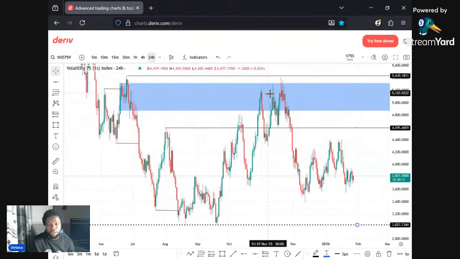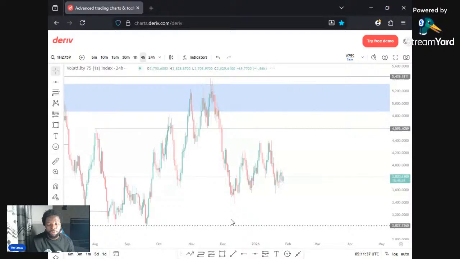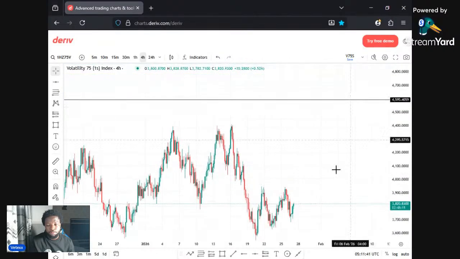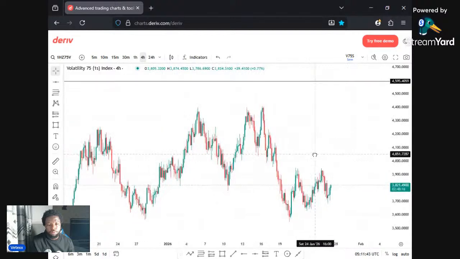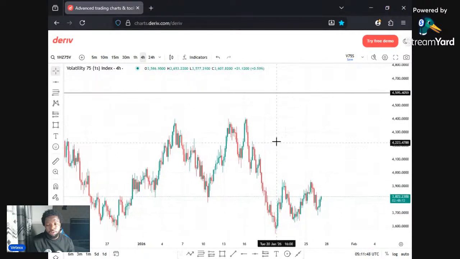You see that price takes out this liquidity, taps into the point of interest, and it moves in the opposite direction. Now let's get to the 4-hour time frame. The fact that price hasn't taken out this low, we still have more sells to take. Now, if you scale down to the 4-hour time frame, this is what is happening currently.